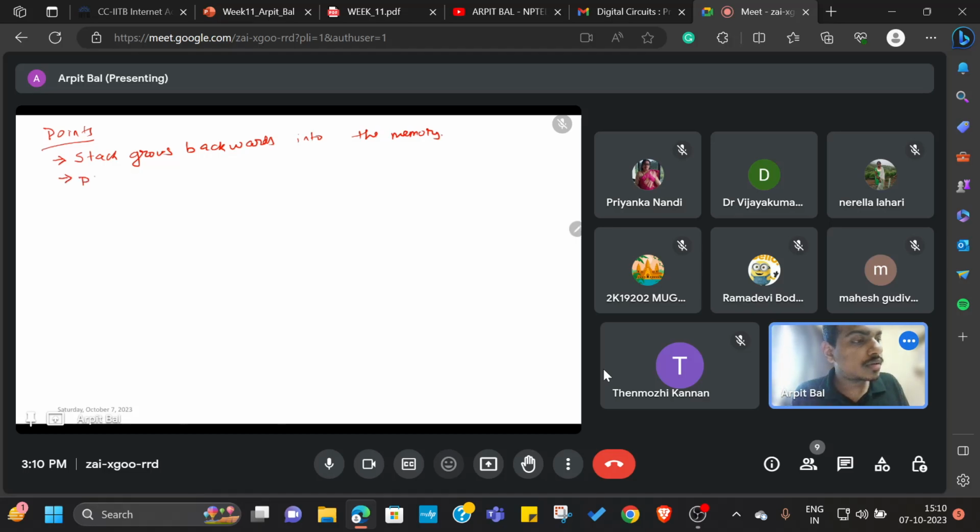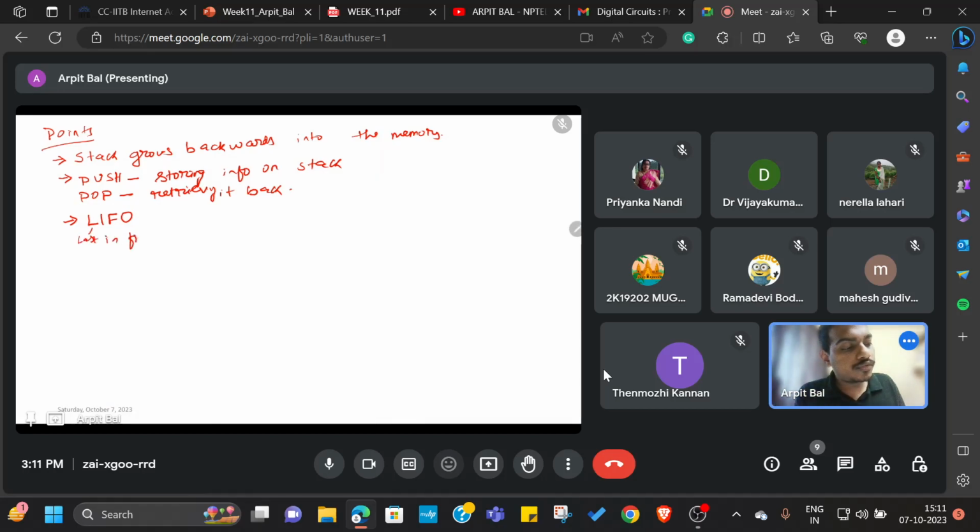PUSH refers to storing information on the stack, and POP refers to retrieving it back. Another thing: the operation of the stack is associated with something called LIFO. It means last in, first out.